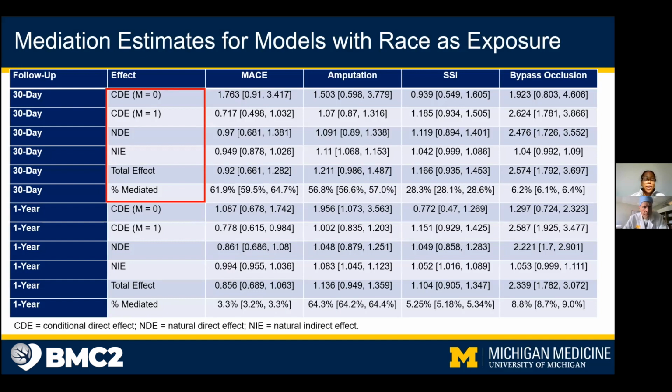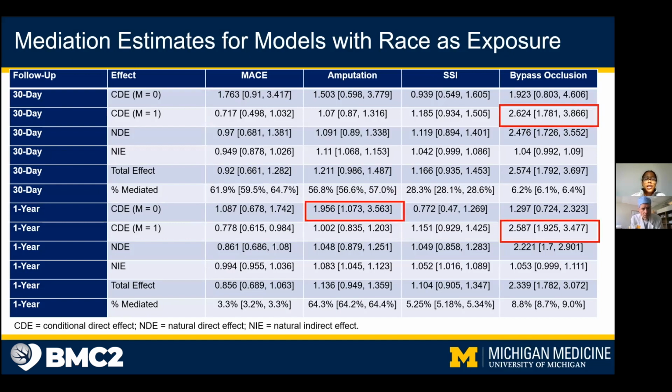mediation calculation. And so based on the conditional direct effect, in the absence of CLTI, Black patients had increased odds of 1 year amputation. In the presence of CLTI, there were significant conditional direct effects by race, where Black patients had increased odds of bypass graft occlusion at 30 days and 1 year. And then Black patients also had decreased odds of major adverse cardiac events at 1 year.